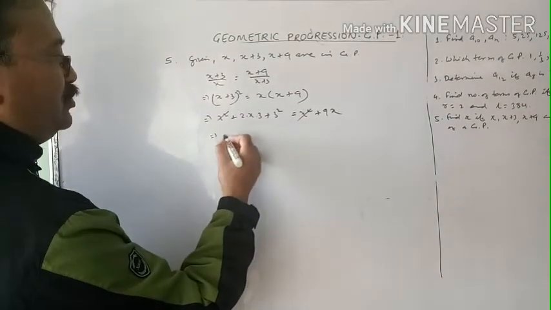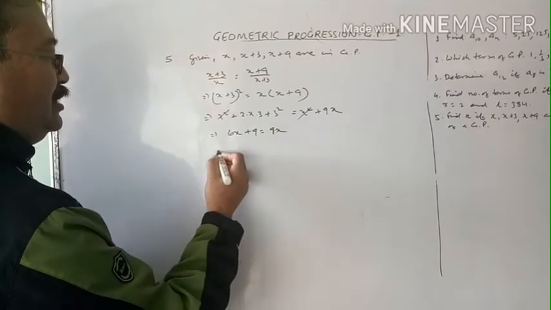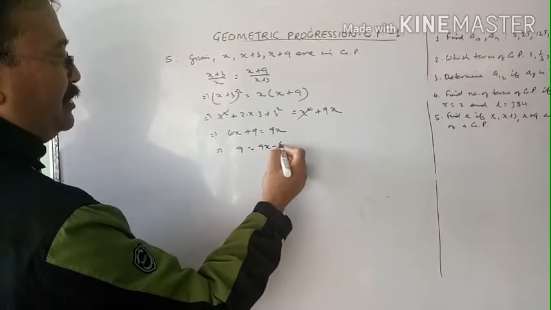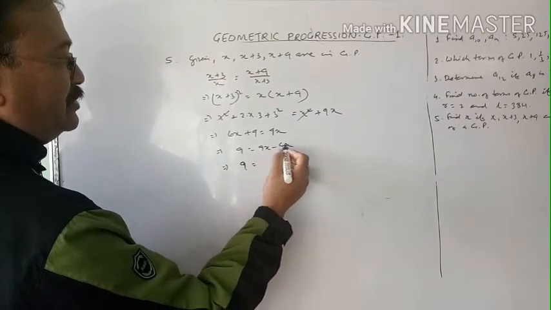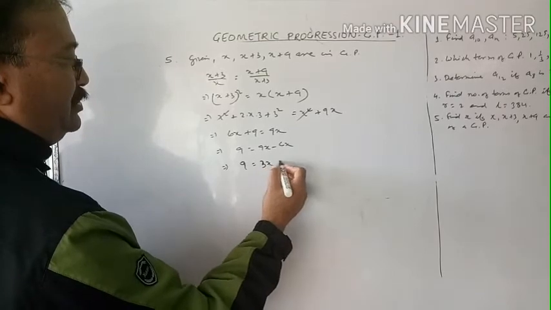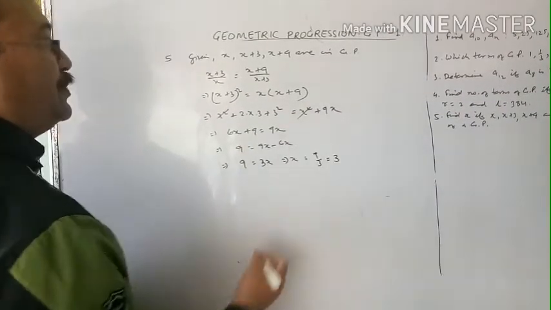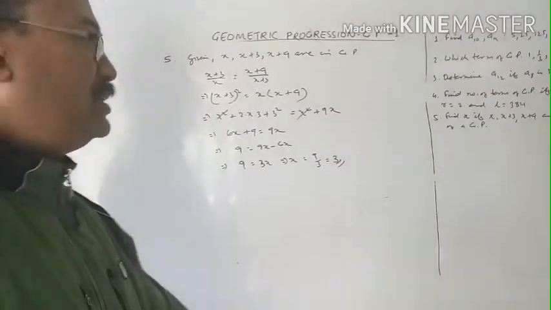So what you get here is 6x plus 9 is equal to 9x. If you take 6x to that side, you get 9 equal to 9x minus 6x. This implies 9 equal to 3x. This implies x equal to 9 by 3, that is 3. So the value of x equal to 3, and that is the answer.